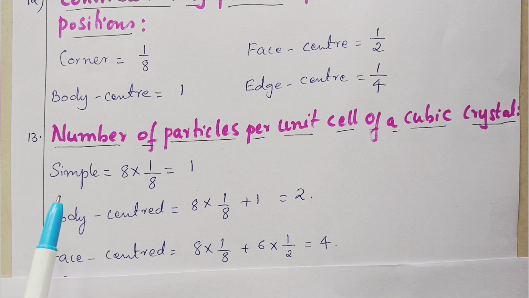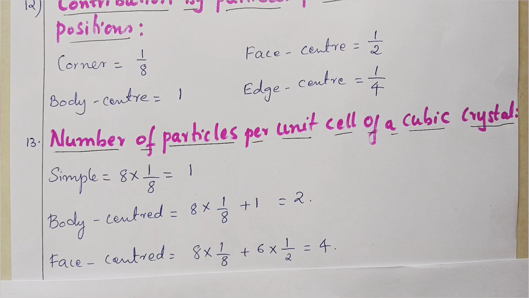In case of simple cubic crystal, we have particles at 8 corners of the cube, and the contribution by particle at the corner is 1 by 8. So it is 8 into 1 by 8, that is equal to 1. Now in case of a body centered cubic crystal, we have 8 particles at the 8 corners plus 1 at the body center.